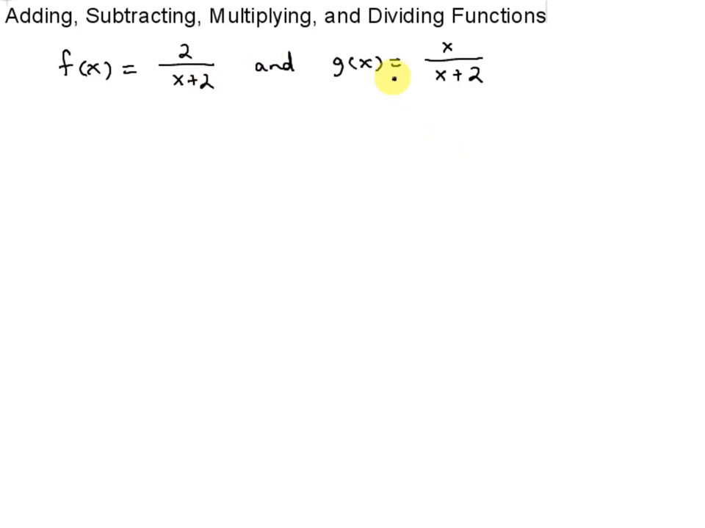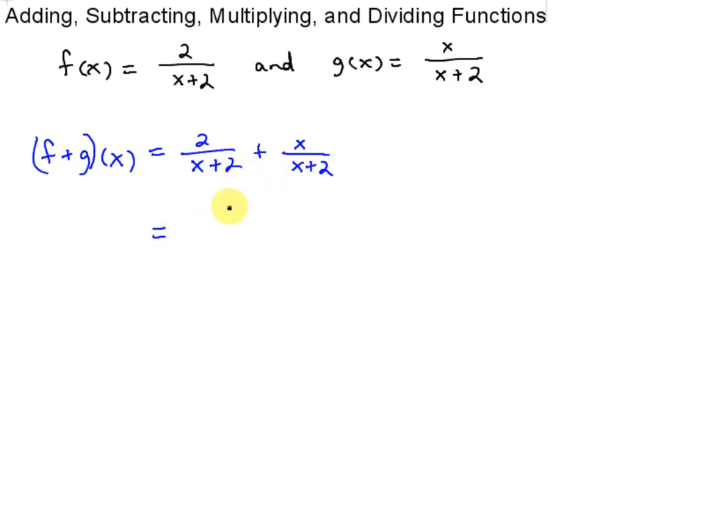So let's consider these two functions, f of x and g of x, and let's look at, for example, f plus g of x. This function would be f of x plus g of x, so you just add the two functions together. Very simple, just as you would expect. Okay? But now let's simplify this.